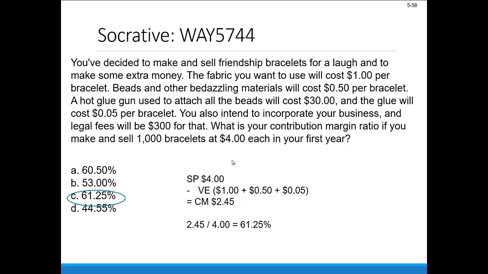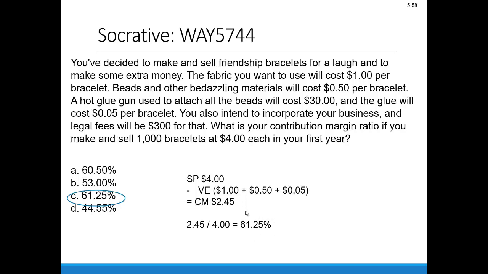We can do that in total, or we can do it on a per unit basis. I think it's probably simpler to do it on a per unit basis if we have that information, so that's what I've done here. The proposed selling price for these things was $4 per bracelet. The variable expenses are the dollar in fabric, the 50 cents in the beads and bedazzling, and then the 5 cents in glue. So $4 selling price minus those three items gives us a CM of $2.45 per bracelet. $2.45 divided by the $4 selling price means a CM ratio of 61.25%.